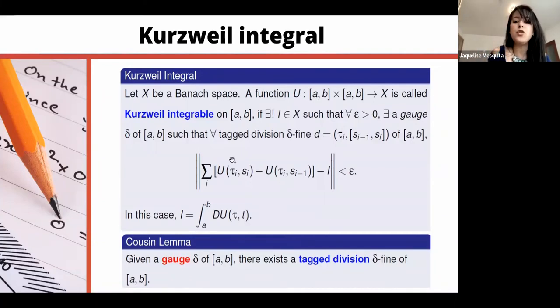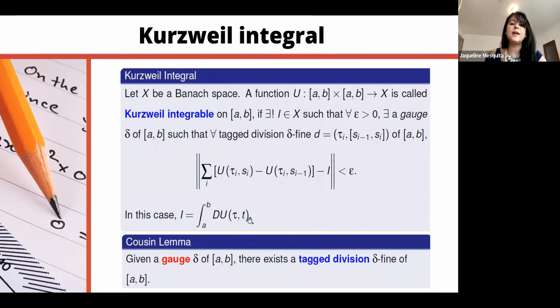So if u(τ, t) is defined by f(τ) multiplied by g(t), we have that this is equivalent to having the Kurzweil-Henstock-Stieltjes integrals. And in order to ensure that this integral is well defined, we have the Cousin lemma, which ensures that given a gauge, there exists a tagged division delta-fine of the interval [a, b].